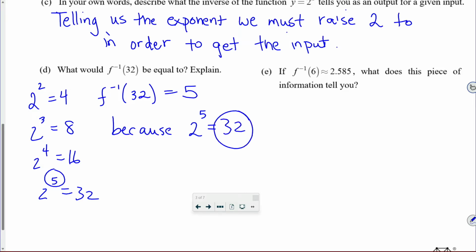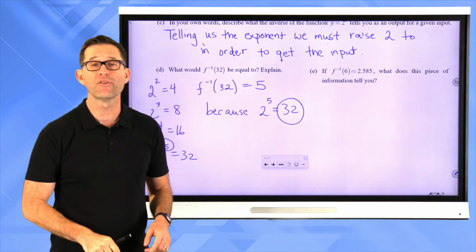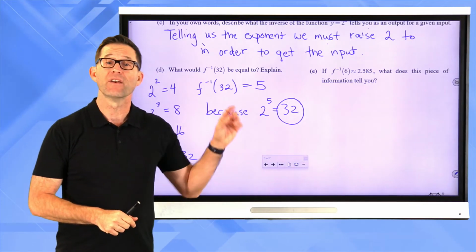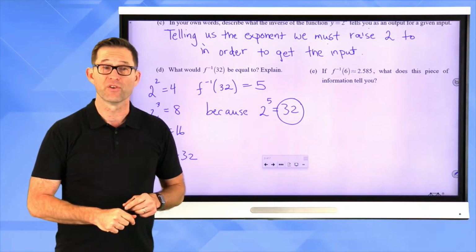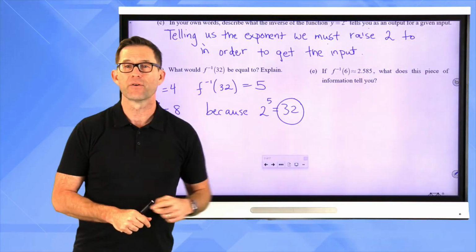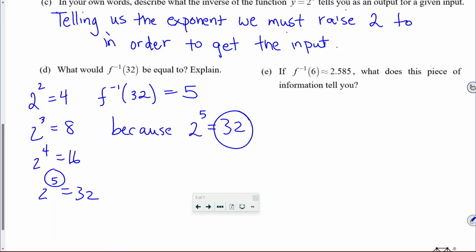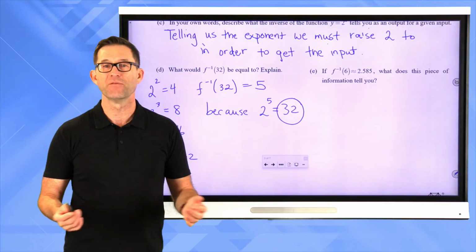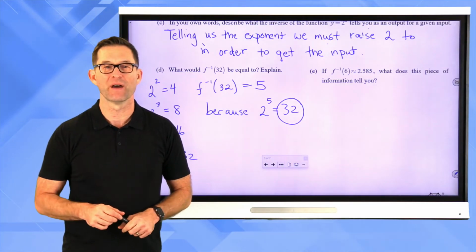What this inverse is telling us is the power we need to raise 2 to in order to get the input of 32. Finally, letter E. If f inverse of 6 is approximately equal to 2.585, what does this piece of information tell you? See if you can write something down. Pause the video now.